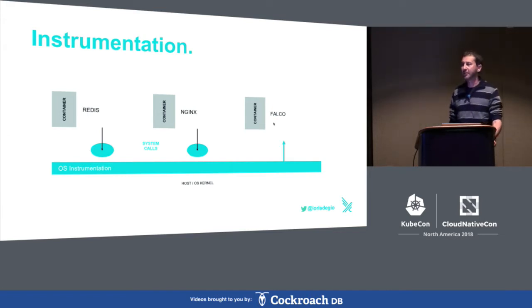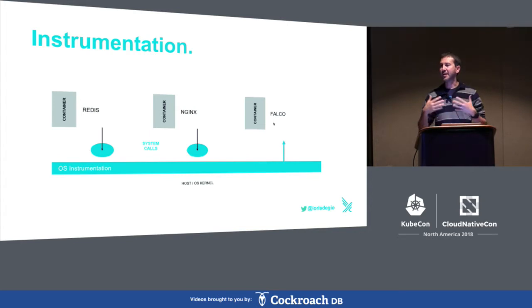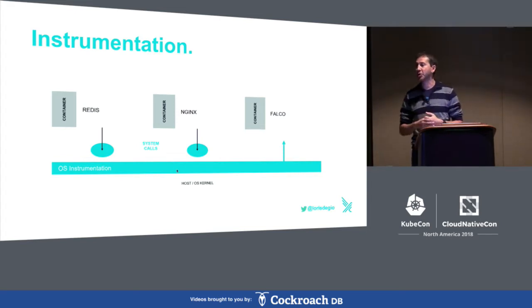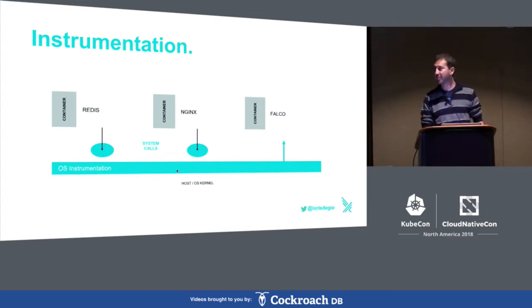The Falco container, typically when it starts, detects the version of the operating system and deploys a layer of instrumentation inside the operating system. So at that point, you have something that is sitting underneath every single container and is able to detect a bunch of stuff that is happening inside the operating system.